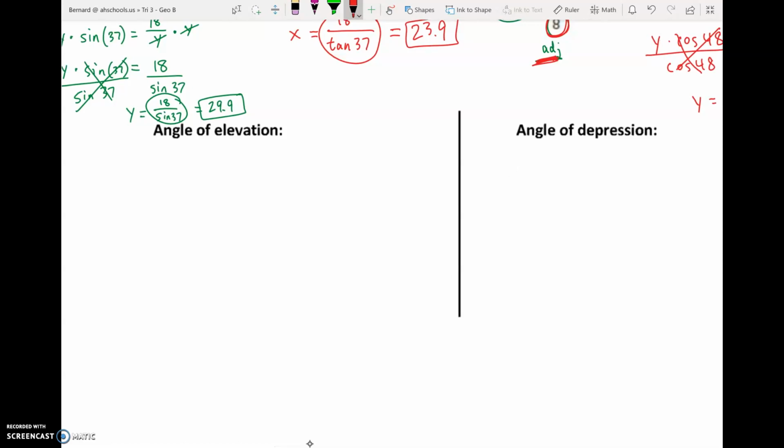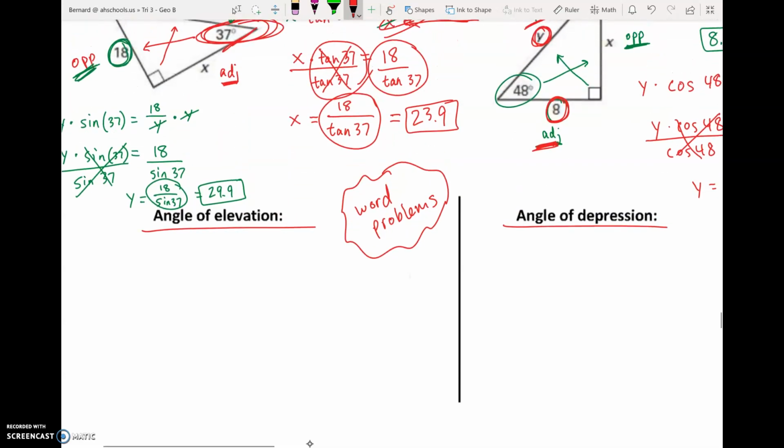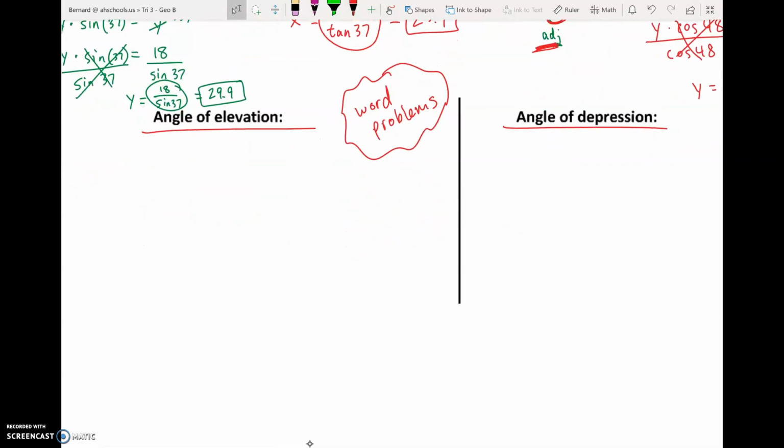So I want to make sure we do it justice here. All right, now talking about angle of elevation and angle of depression. Essentially, this is just sine, cosine, tangent word problems. So we are going to do the same thing that we did in the last 4 examples. However, we call it angle of elevation or angle of depression when we are answering word problems using this skill.